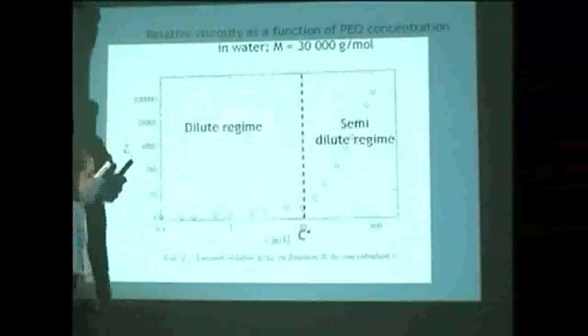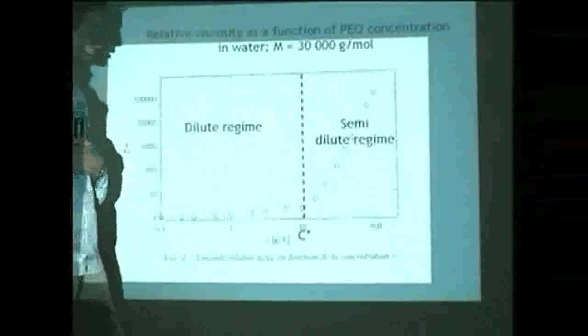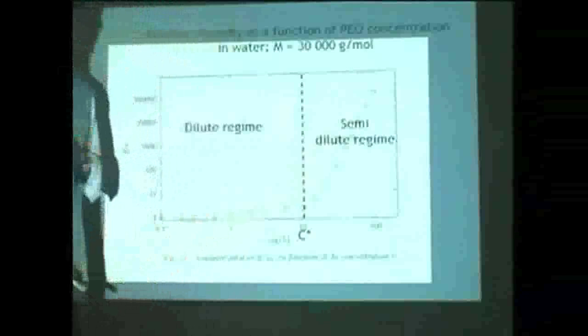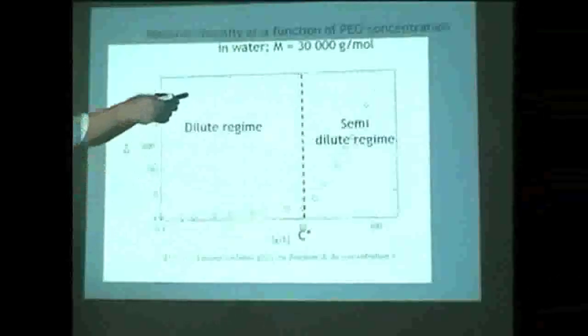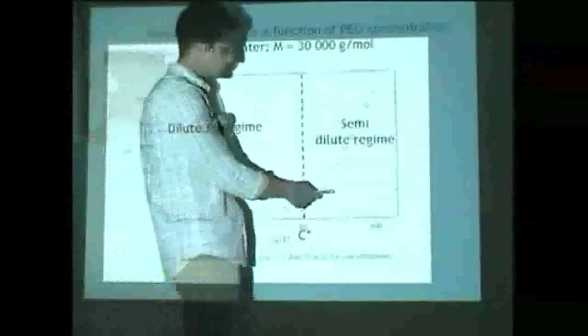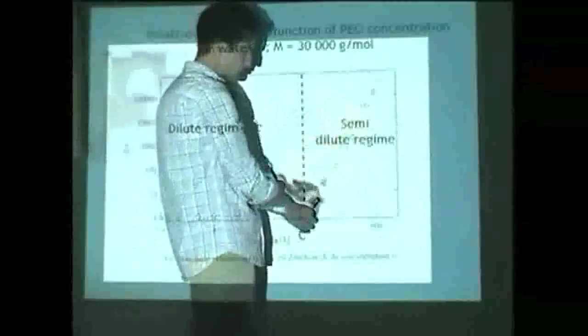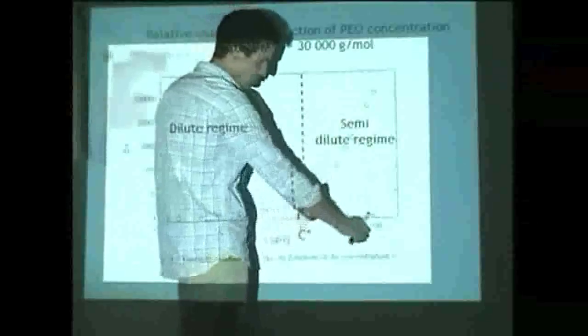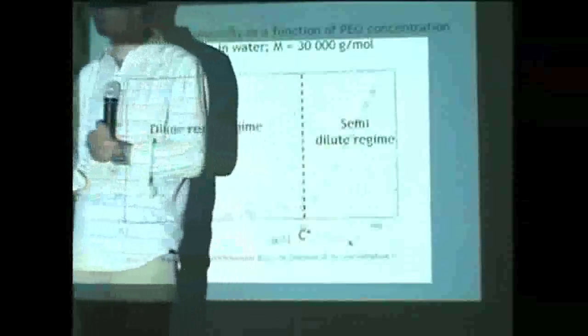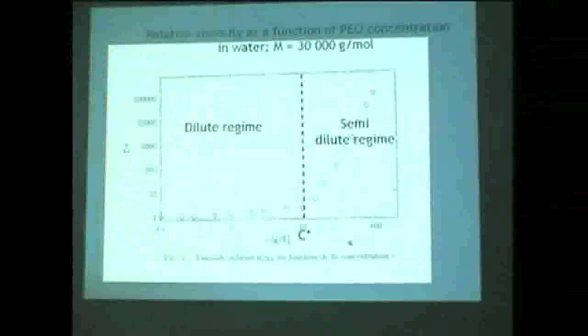And this is a characteristic of polymer solution. You have a strong increase in the viscosity of the system, and this is what polymers are used for, because by varying the concentration, you can really play with the viscosity, okay? And what you see here, why do we have such an increase in viscosity?